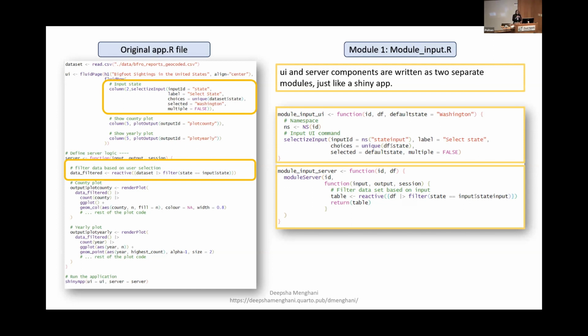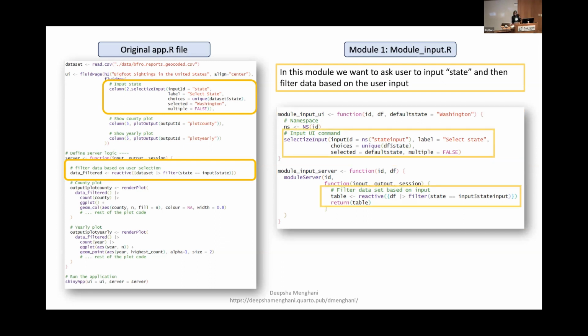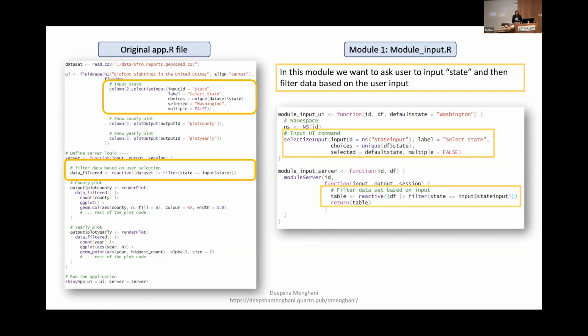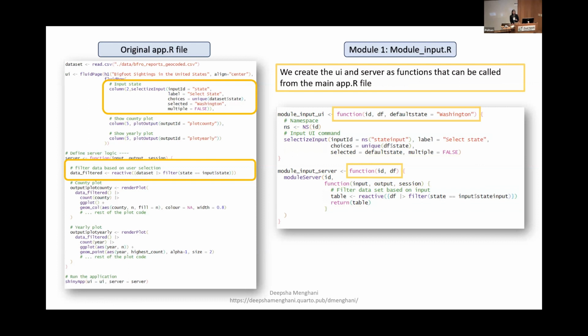So what are we trying to do in the Shiny app? It has a UI and a server component. So let's talk about the similarities with the module. The module also has a UI and server component, just like a Shiny app. The other similarity is in the UI, you give the drop down code, and on the server side, you filter the data. That code is exactly the same. So let's now talk about the differences. The first difference is a Shiny app is written as a UI and server.